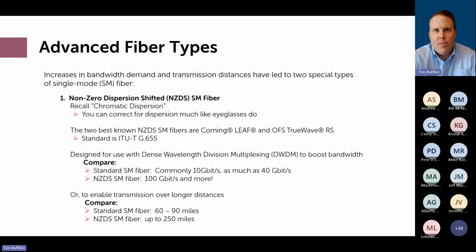When we compare a standard single mode fiber, you're looking at 10, 40 gigs per second worth of bandwidth, and that number is continuing to climb as new technology comes out. But with the NZDS single mode fiber, you're talking 100 gigabits plus of bandwidth. Obviously a lot more bandwidth. Really cool what they're able to do there. Also, you can get a lot further distance out of that bandwidth. With standard single mode fiber, it's 60 to 90 miles before we have to re-up that signal, whereas with NZDS we're going up to 250.